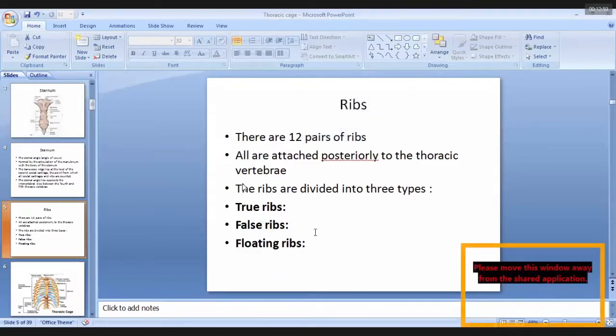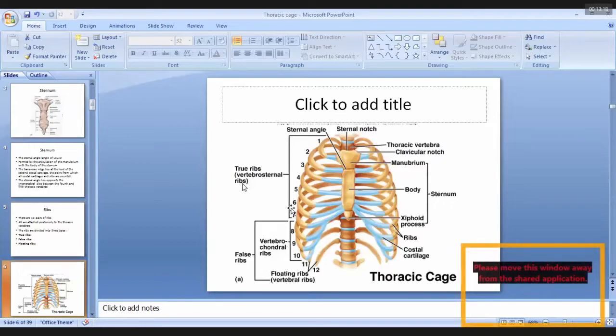The true ribs are the ribs that, through their costal cartilages, are directly attached to the sternum, so they are known as true ribs. The false ribs are indirectly attached to the sternum by the formation of the costal margin that is attached to the costal cartilage of the seventh rib, and then that is attached to the sternum. The floating ribs float in the abdominal cavity and have no attachment with the sternum. So those are the different types of ribs: the true ribs, the false ribs, and the floating ribs.